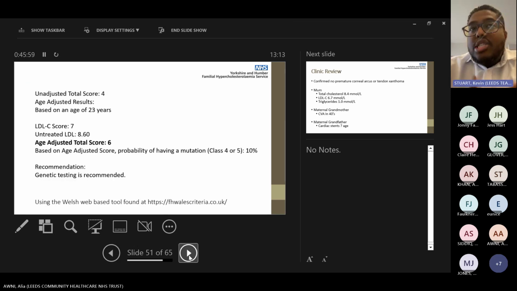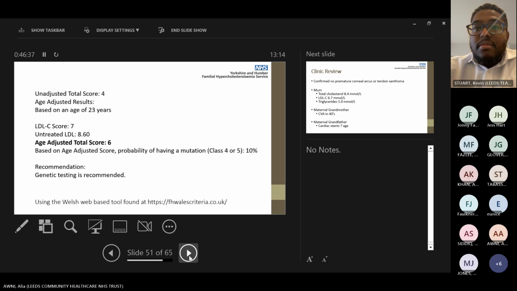So unadjusted, if you just put that data directly into the calculator, and that's the Dutch Lipid criteria, it scored 4. But there's the wheels that we saw earlier, that you can adjust different factors. And when that was done, his score came out as 6. So because of that new, adjusted score, he now qualified for genetic testing. And as genetic testing was recommended and he had a probability of 10%, this was done.